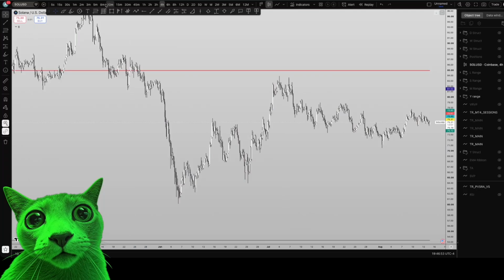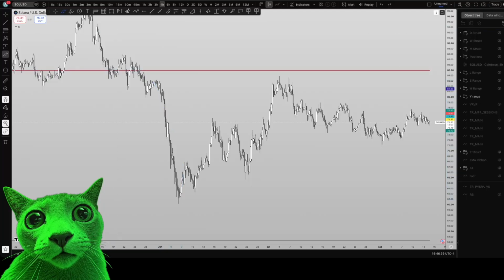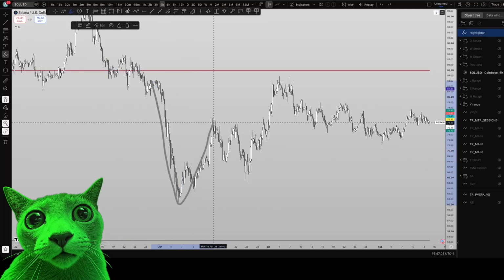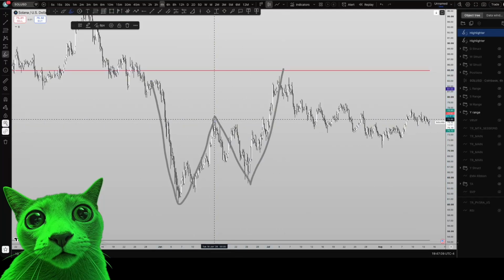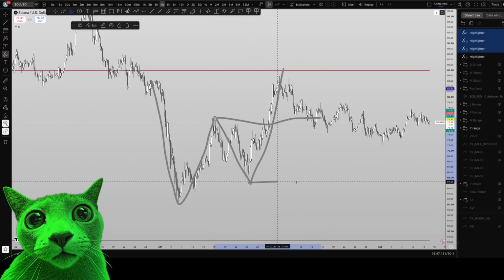So when we mark structure, what is going on, right? We had this big move down. Sorry, let me get my highlighter. I don't like that. We had a big move down, up, higher low, break. This was the breaker structure right here. So now technically we are bullish and this is our invalidation low.